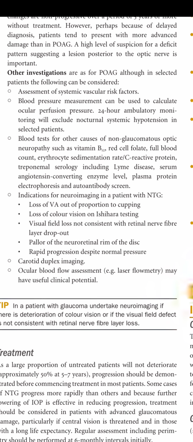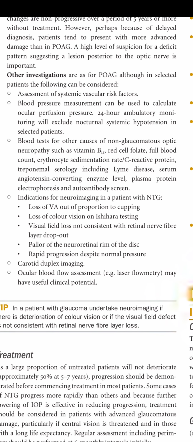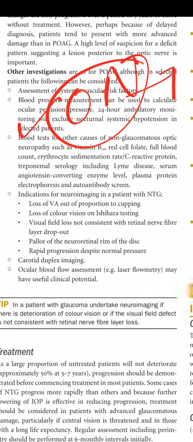Blood tests for other causes of non-glaucomatous optic neuropathy, such as vitamin B12, red cell folate, full blood count, erythrocyte sedimentation rate, CRP. Treponemal serology, including Lyme disease, serum angiotensin converting enzyme level, plasma protein electrophoresis, and autoantibodies screen. Basically, these are ruling out other causes of the optic neuropathy.